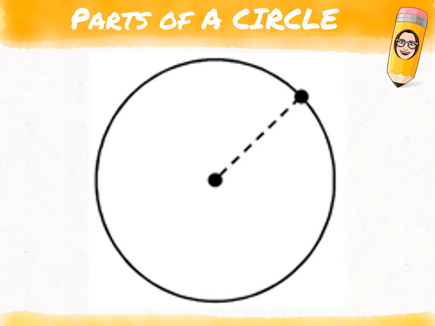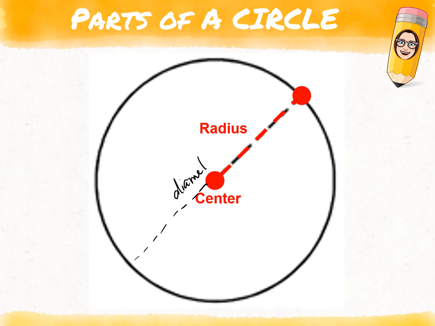Let's start with the circle. Quick review, this is from geometry class, so you're very familiar with these. First of all, we have the center. We have the radius. A couple of other things to consider. We know that the distance across is called the diameter. If you know the diameter, you know the radius, and vice versa.